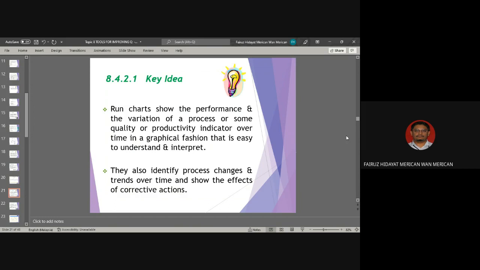And they also identify process changes and trends over time. And it can also show the effects of the corrective action. So as mentioned just now, they can apply the solution, the creative problem solving solution as well, and then they can monitor them using the run chart and compare it with the previous chart before they had the solution, and see whether or not those changes had improved the performance or the quality. Okay, so that's the run chart.